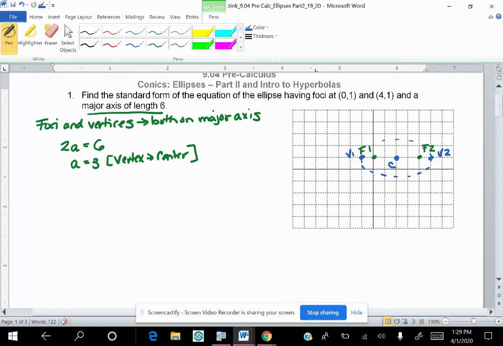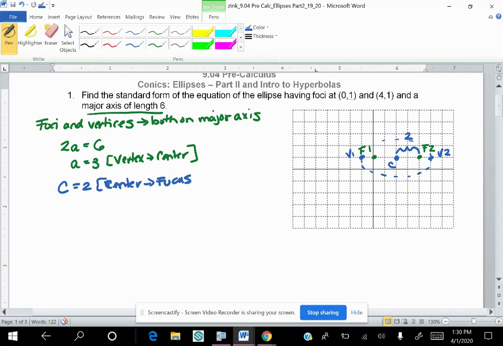So that's my A. I also know that I can find C here because C is the distance from my center to my focus. So if I count the boxes from here to here, there's 2 boxes. So C must be 2 because that is from your center to your focus. Okay, now we have A and we have C.